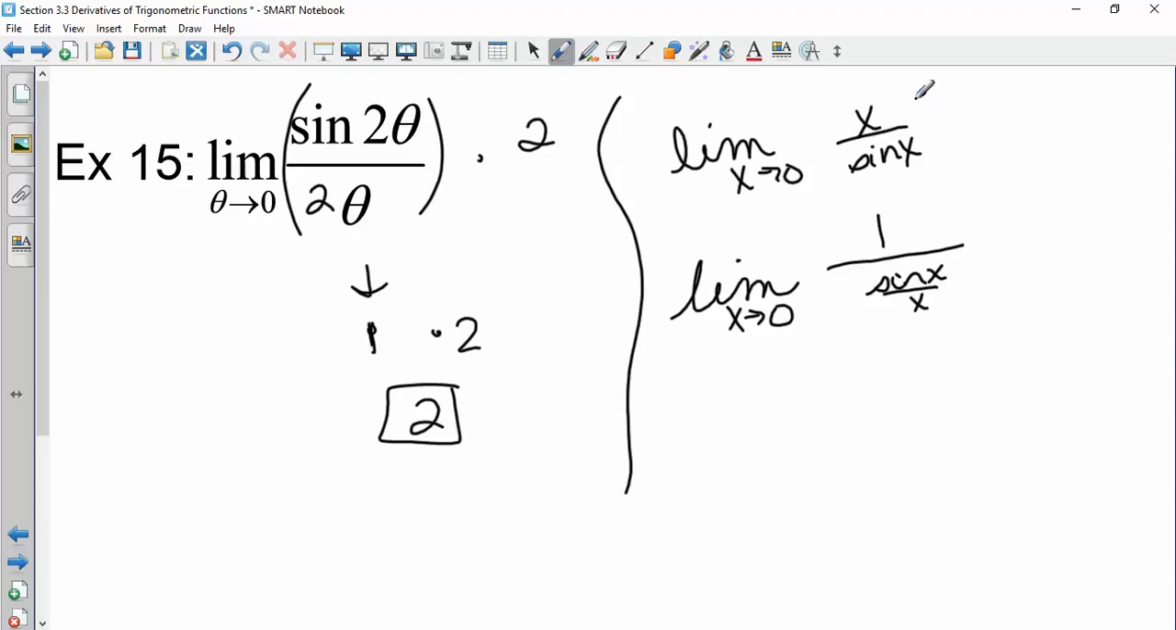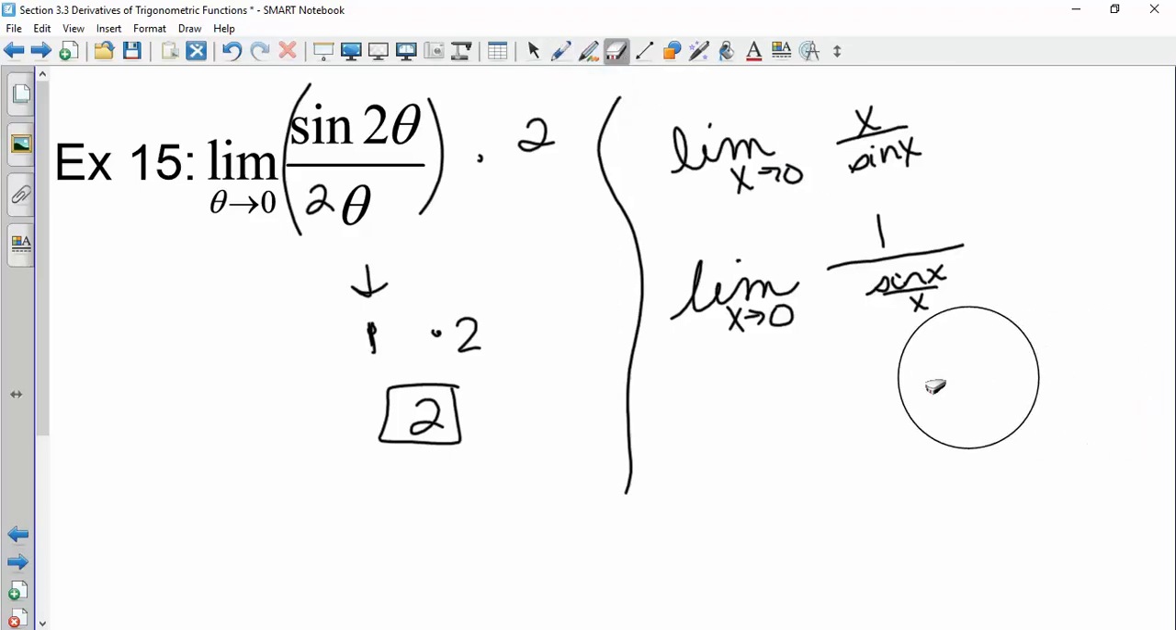Do you guys agree with that? No? Okay, so if we were to work this out, it's 1 times, you would flip and multiply. Yeah, why? What is sine of 0? The limit x approaches what? What is sine of 0? 0.